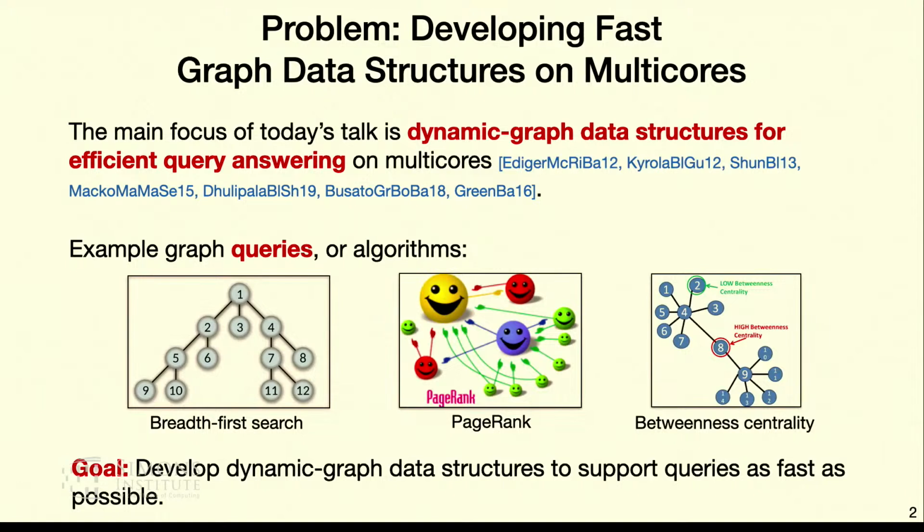The goal of these data structures is to support the graphs in an efficient way to support queries or algorithms that one might want to run on the graph. So in this setting, queries are kind of complex, for example, like breadth-first search or PageRank or betweenness centrality, like these classical algorithms, but you might be interested in running many others. And the goal is to make these data structures run as fast as possible to support queries while also supporting efficient dynamicity.